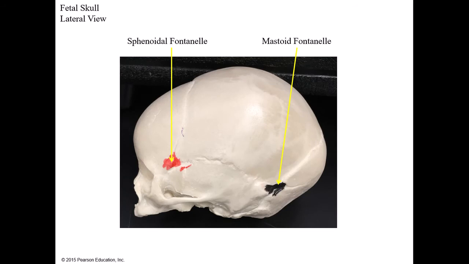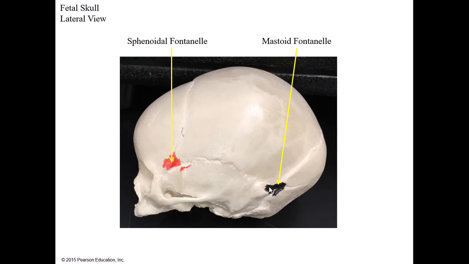So here they are on a fetal skull. Again, you can see the coronal suture here. Here's the baby squamous suture right here, and where they meet right here, this is called the sphenoidal fontanelle. This bone right here is actually the greater wing of the sphenoid, so the sphenoidal fontanelle is right above it.